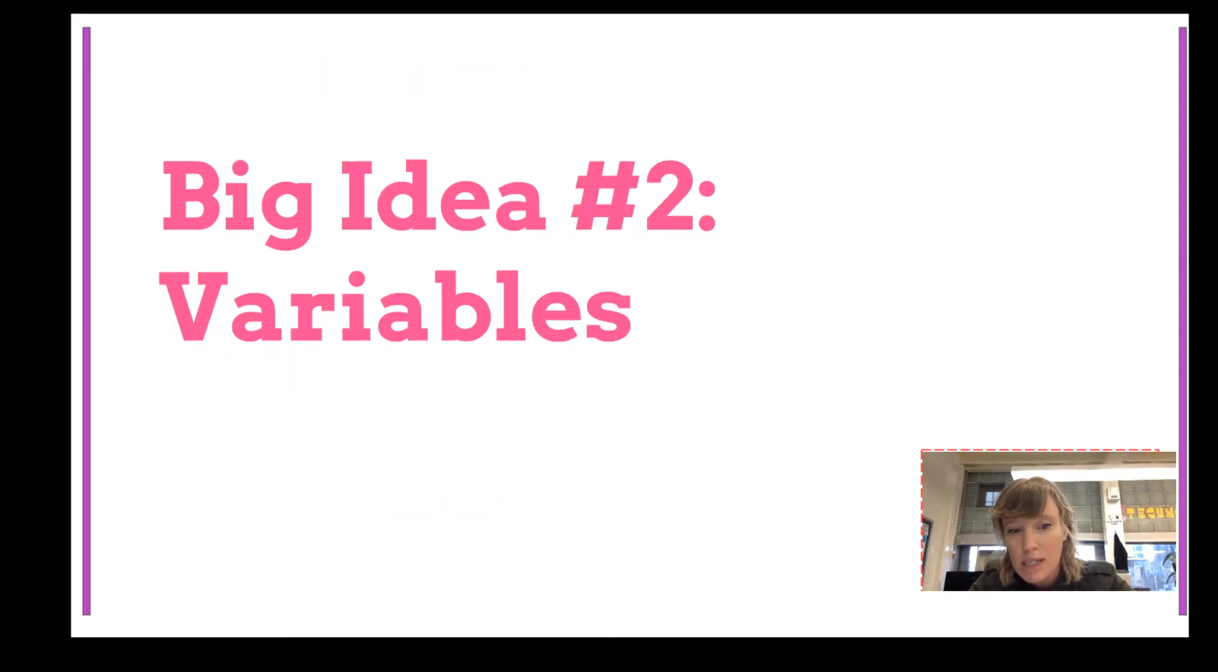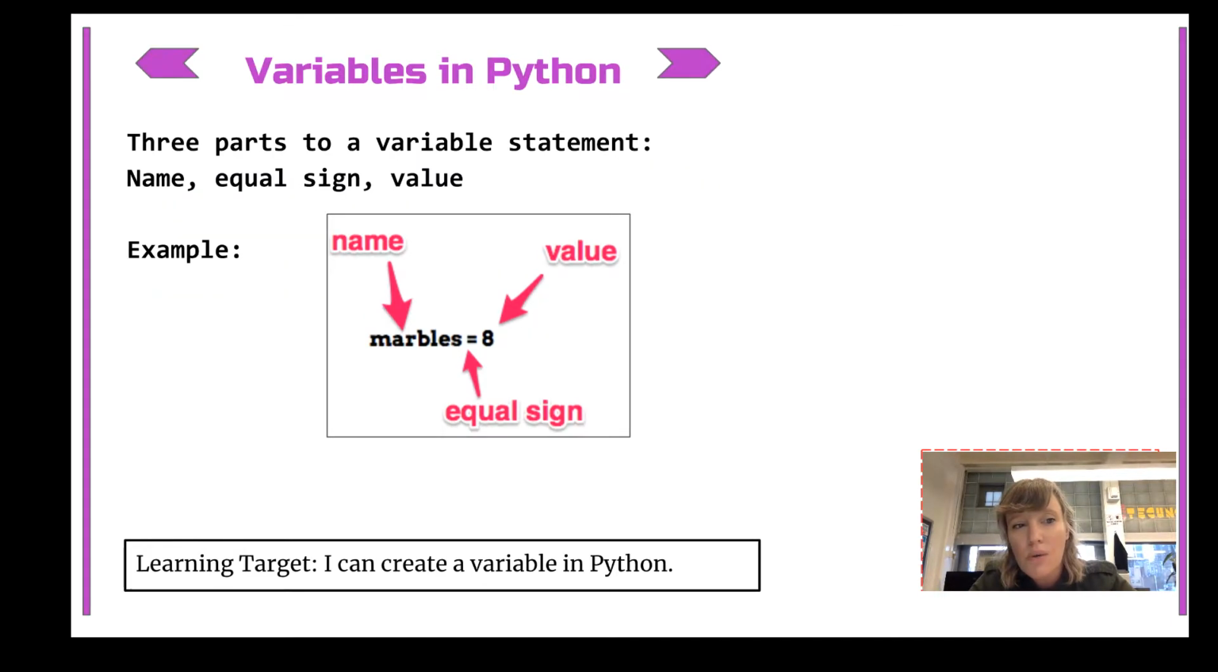Okay. The second big idea is how to create variables. So usually in a programming language, again, you learn the print function first, or you learn how to display something, and then you talk about how to create variables. So in Python, there are 3 parts to a variable statement. There's the name of the variable, there's an equal sign, and there's a value. So unlike some other programming languages, it's really easy in Python to declare a variable. You just name it, you give it an equal sign, and you give it the value that you want it to have. And this value can be a number, it can be a word, and it can also be a truth value like true or false.